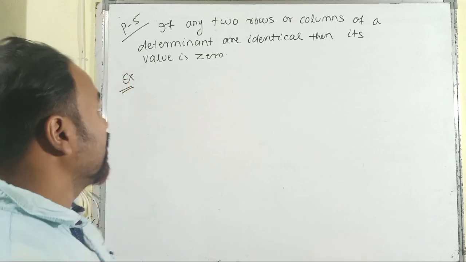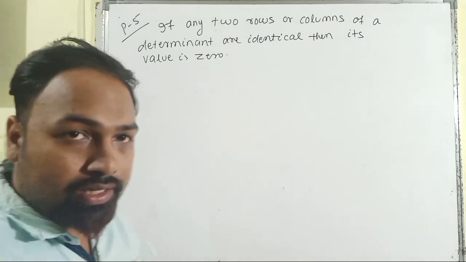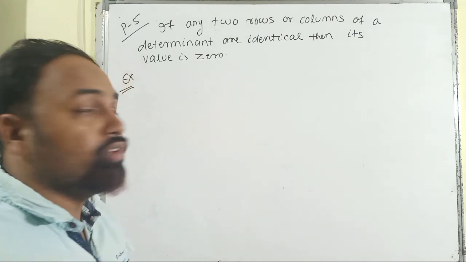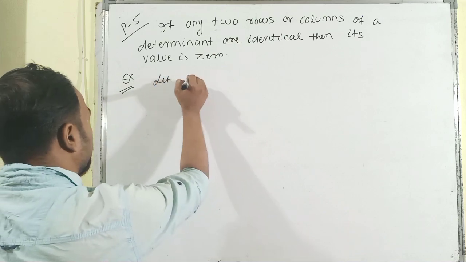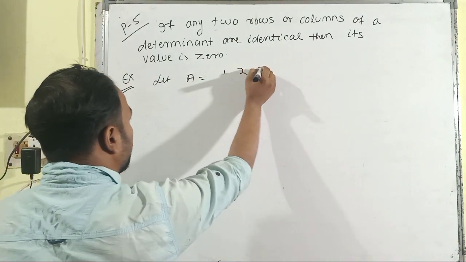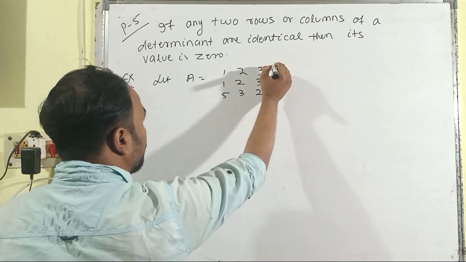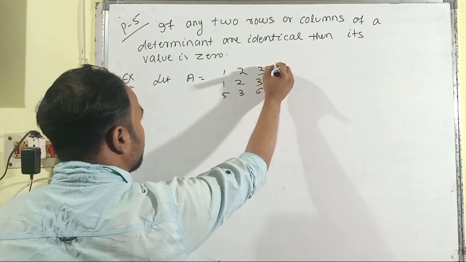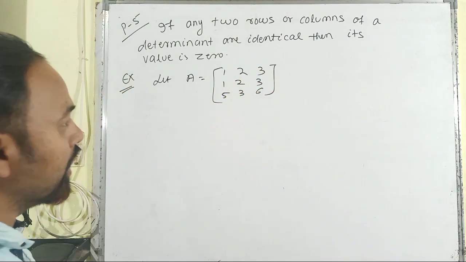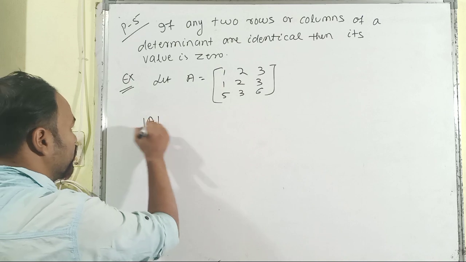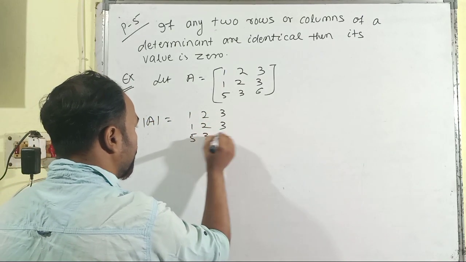Here it is property number 5, and we have to prove that if any two rows or columns of a determinant are identical, then its value is 0, and we will prove it with the help of an example. Let A be the matrix 1, 2, 3, 1, 2, 3, 5, 3, 6. This is a matrix where row 1 and row 2 are identical. Then let us find its determinant.